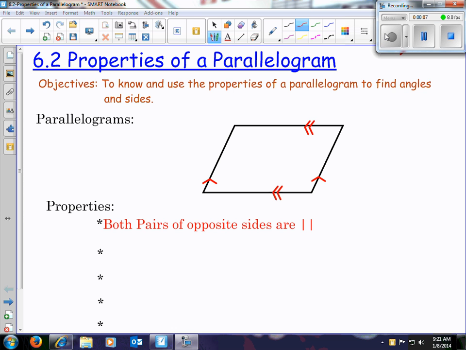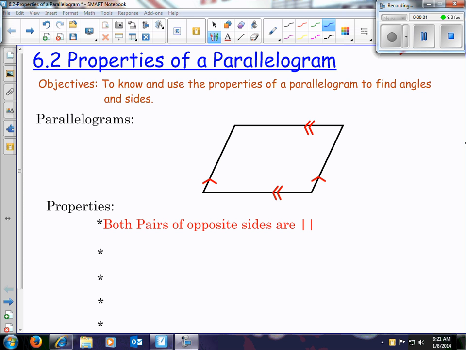What we're going to do is figure out more properties for just the parallelogram, which is one of our types of quadrilaterals, and then we're going to use those properties to find angles and side measures. Now, we know that both pairs of opposite sides are parallel, which I already have marked. These are the things that we have already learned so far. Now we have four more properties that we need to learn.